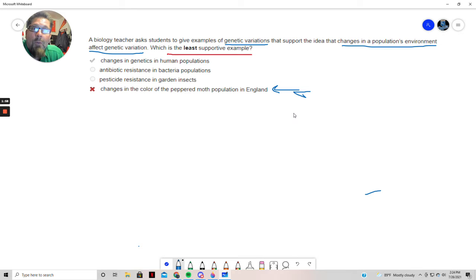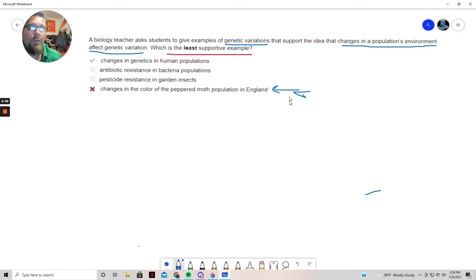At that time, the white moth was the most prevalent, and the grayish, whitish, speckled moth was the least populated. But when the soot went down, that meant the moths that were white stood out, and the peppered moths were camouflaged. So over time, what was the minority became the majority. And so that is an example of how changes of population can affect genetic variation.